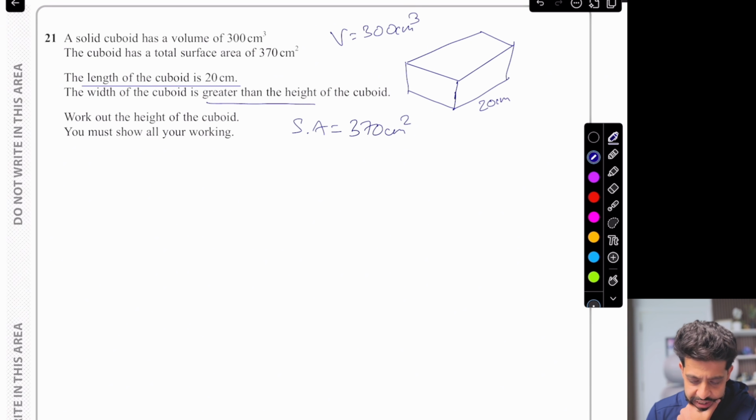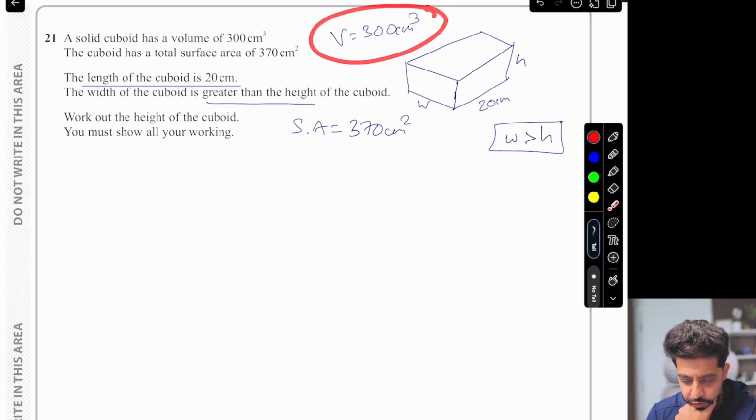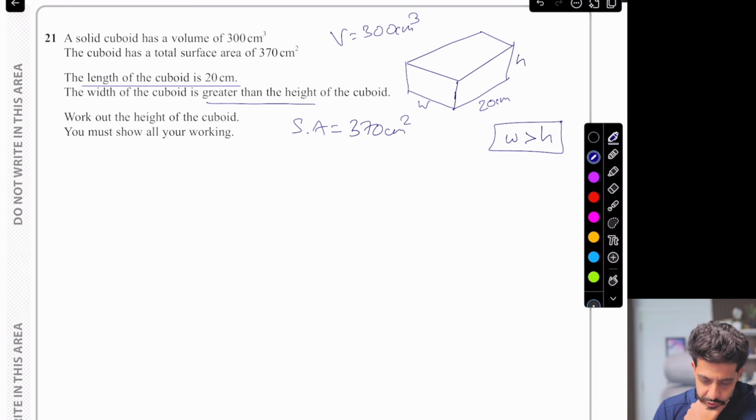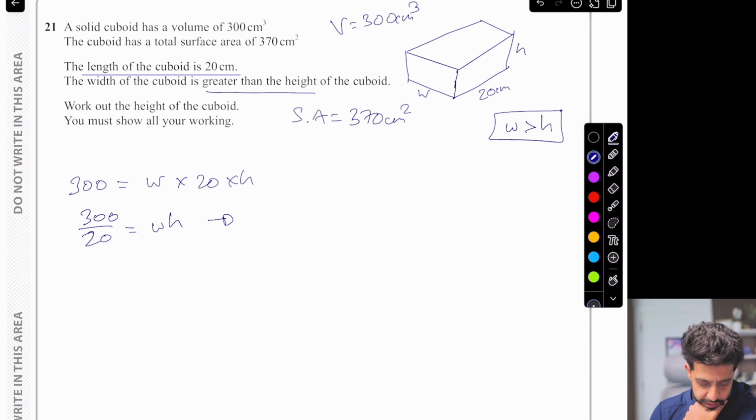But the width is greater than the height. Now, this is interesting. If we say this is the height and this is the width, W is greater than H, right? We know that. Work out the height of the cuboid. All right, so let's start with volume first. Volume is width, length, height multiplied. So the volume we know is 300 is equal to the width times the length times the height. If we cancel the 0 and then divide by 2, or just do 300 divided by 20, is equal to WH. That gives us 30 over 2, which is 15, is equal to WH.